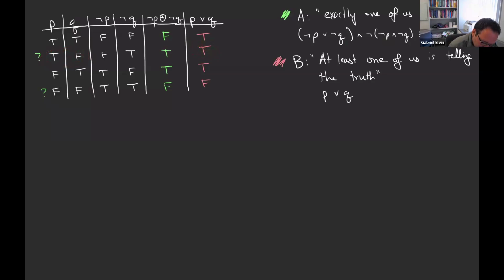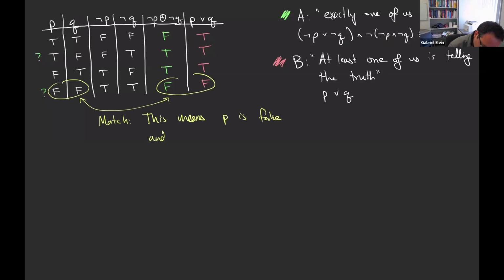Well, here we're assuming B is a knave. And then when they say at least one of us is telling the truth, that's false. But knaves are supposed to say false things. They're liars. So we have this consistency here. So these match. Therefore, we know this is the only possible outcome. If you had two rows that match, then you wouldn't know, right? Because there could be multiple possibilities, but here we know now that they're both knaves. So this means P is false and Q is false. And so they're both knaves.